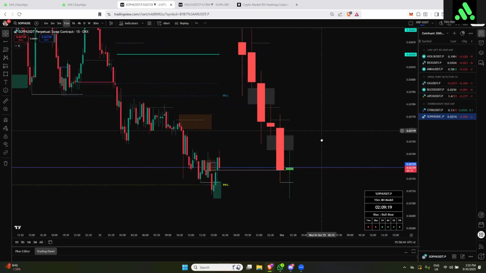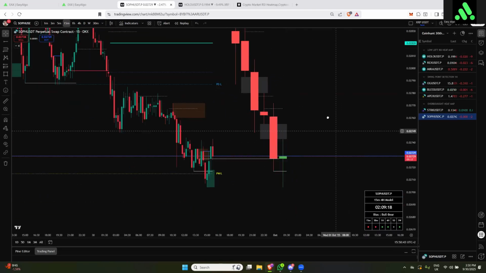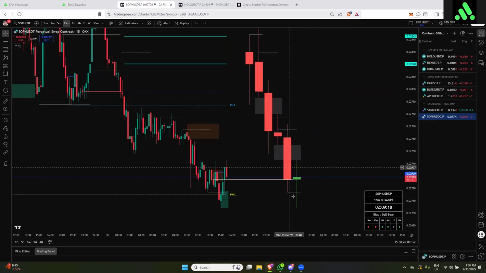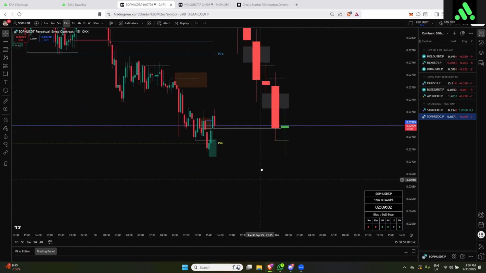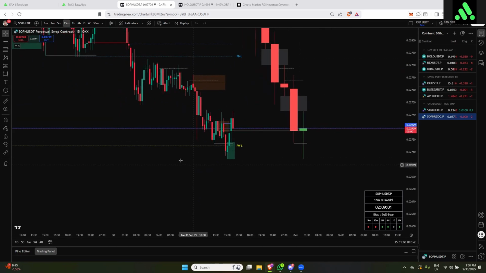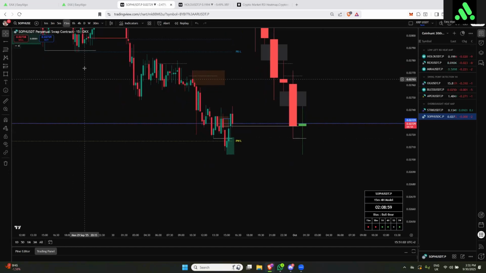So 15-minute, 4 hour, it shows very, very strong continuation to the downside. Of course, there was an expansion. It's claimed a bit of that expansion, but price then dropped again. So this could still show that it's in continuation to the downside. I would expect this to go more down, personally.